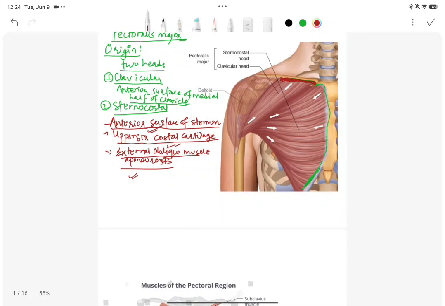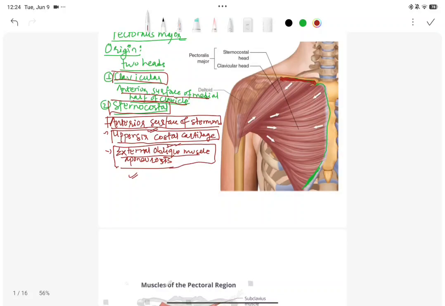I already said it is a bulky muscle. It has two heads. One is the clavicular head, and another is the sternocostal head. The clavicular head is from the anterior surface of the medial half of the clavicle. The sternocostal head is from the anterior surface of the sternum, upper six costal cartilages and external oblique muscle aponeurosis. So this is the origin.